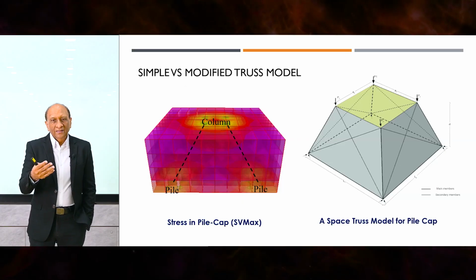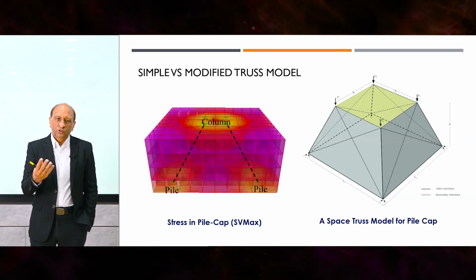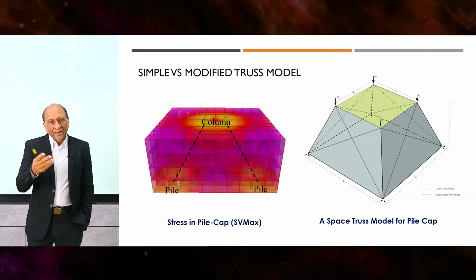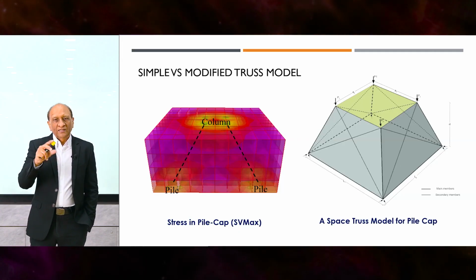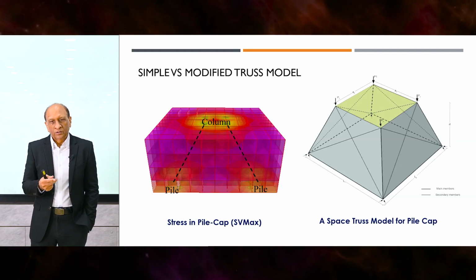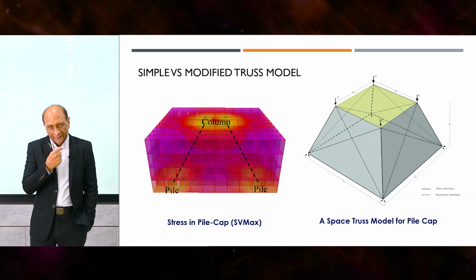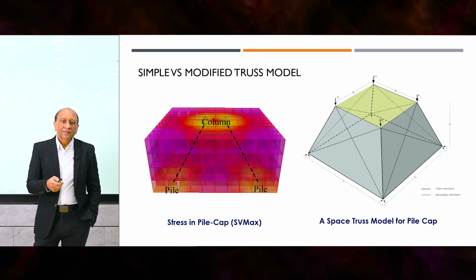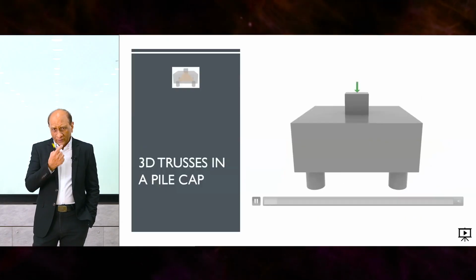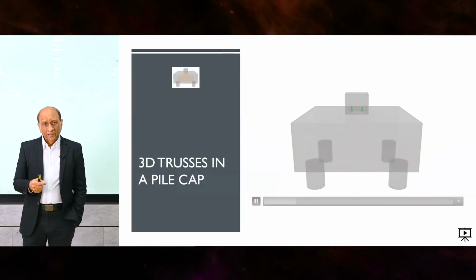And if you do that, then you will get much better results because you capture the 3-dimensionality and the size of the column and the 2 bending moments and everything properly. Even torsion or shear can also be applied to this model easily. So that's the way that the space stress model for pile cap can be used. It's just showing you the same thing in a little bit more conceptual manner.